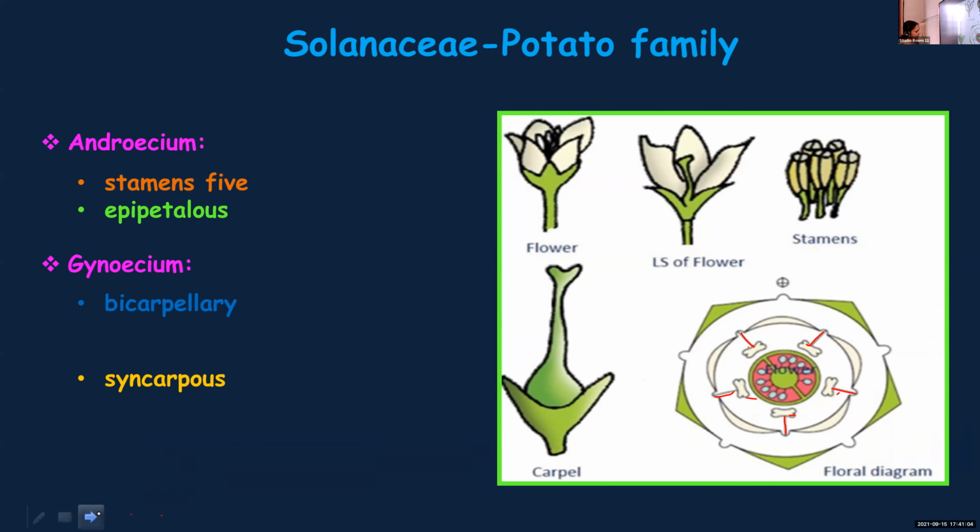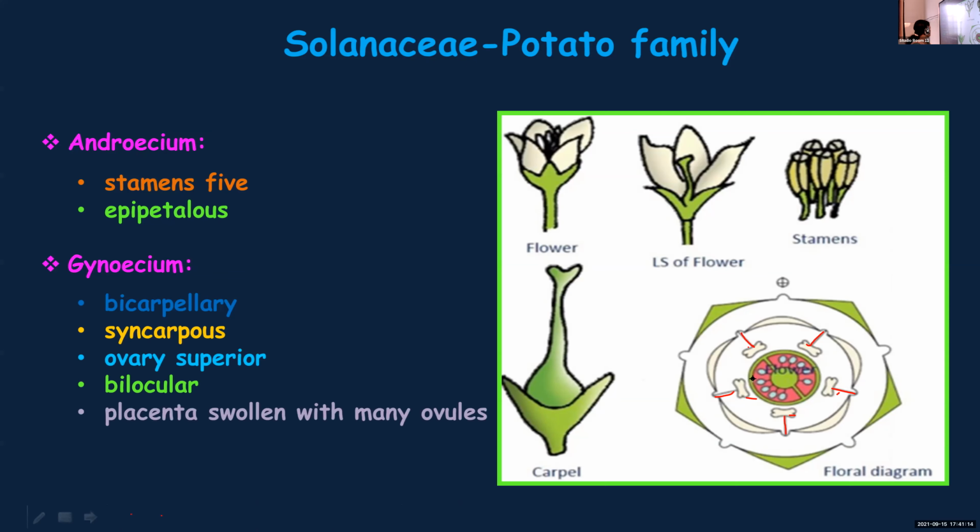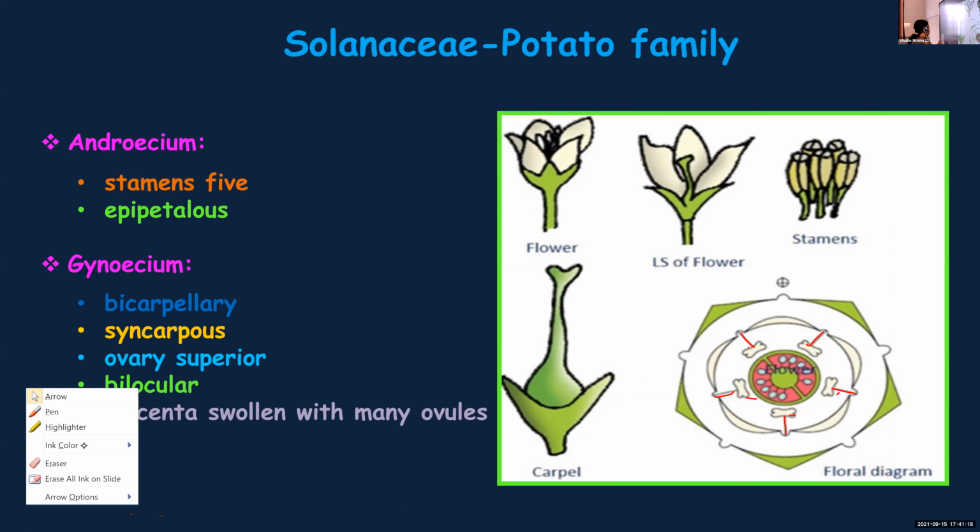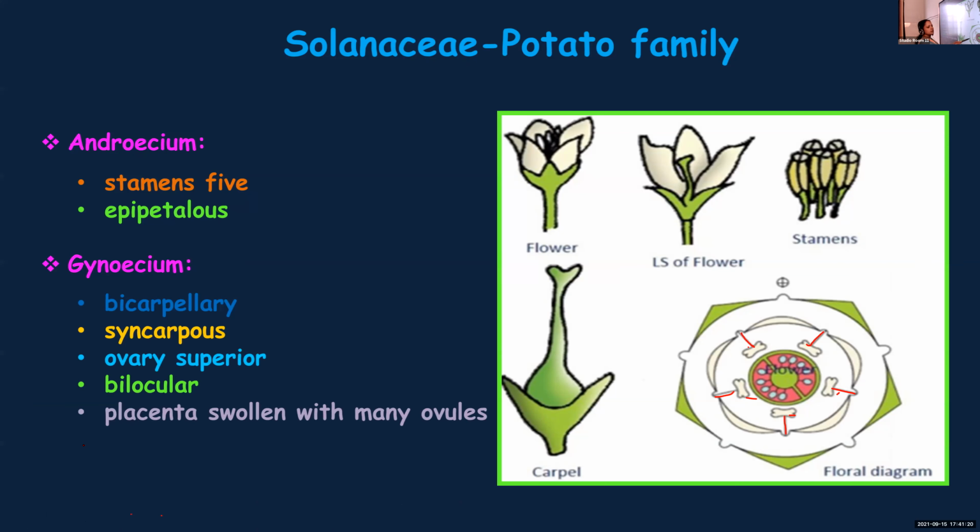Then bicarpellary, and those two are fused together. And here you can see ovary superior and bilocular. You can see 2 chambers. See the center whorl or the central floral appendage. There are 2 chambers. And the placenta, as you can see in the figure, is swollen, and you can see so many ovules arranged on it.